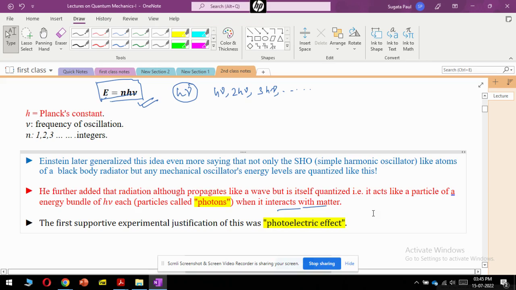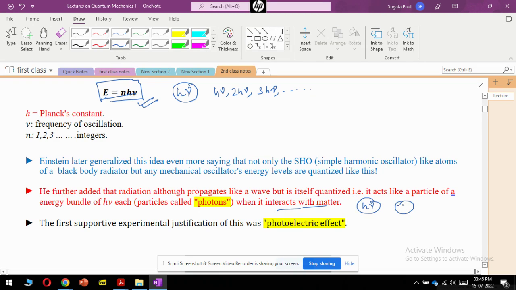So that is what Einstein said, that when radiation interacts with matter, it actually behaves like particles. Why particles? Because the energy of the radiation is quantized in terms of h nu. It's an energy bundle, concentrated, with a certain amount of energy h nu, and the total radiation consists of many such h nu bundles. Depending on the number n, we can decide how many bundles will be there, and n can be 1, 2, 3, etc., any integer value.